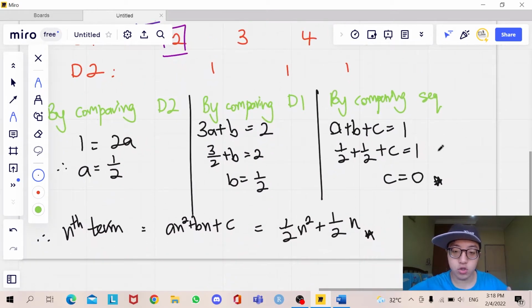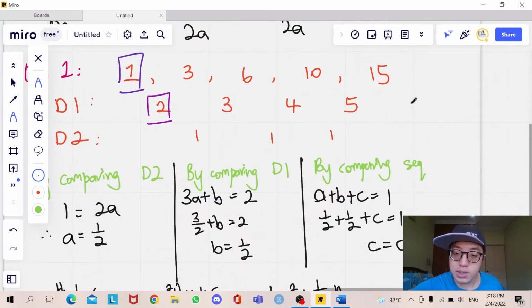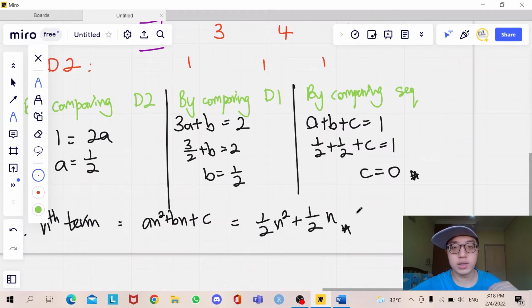When n is equal to 2, 2 squared is equal to 4. 4 divided by 2 is 2. Then 2 divided by 2 is equal to 1. So 2 plus 1 is equal to 3. And if you continue to check when n equals 3, 4, 5, and so on, it will be the same. So this is how you look for a quadratic sequence.